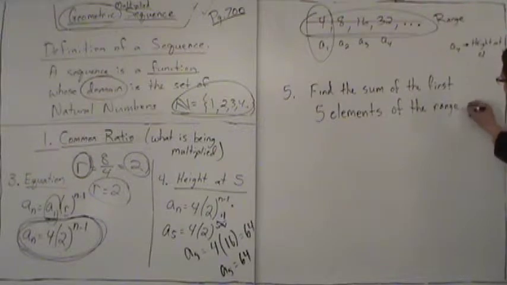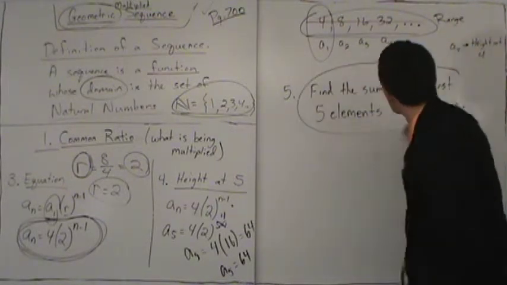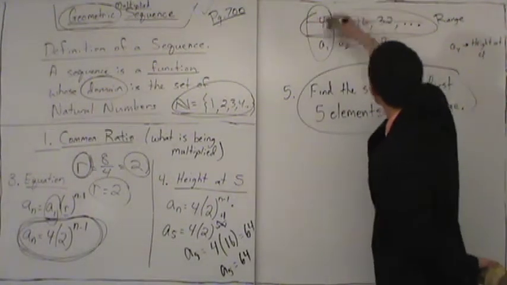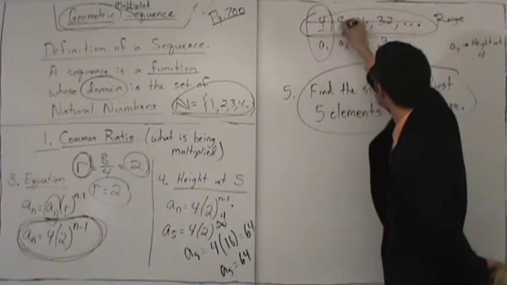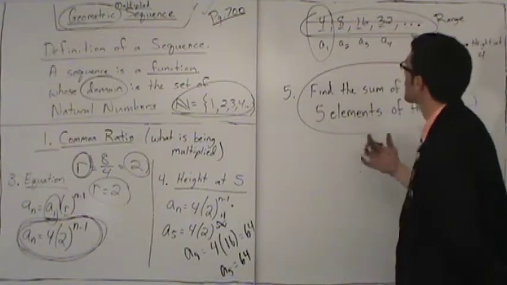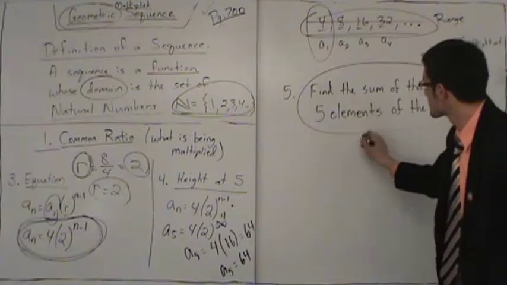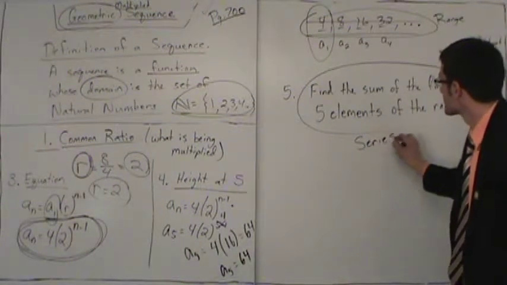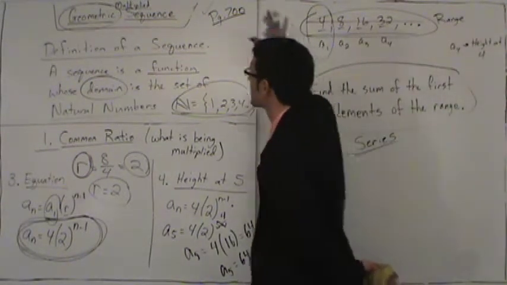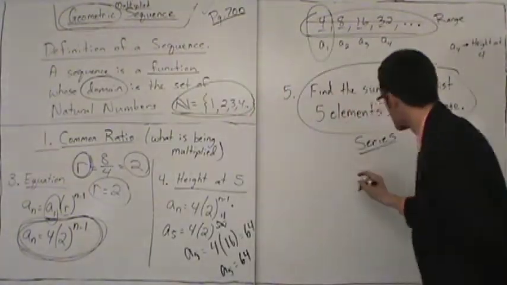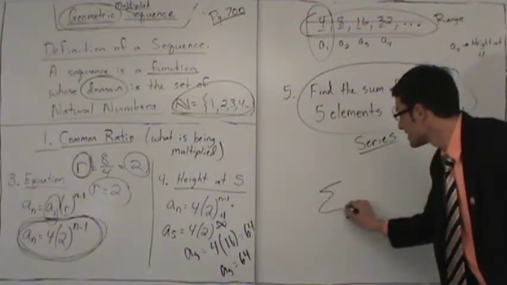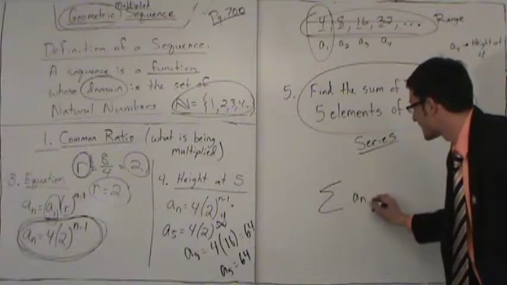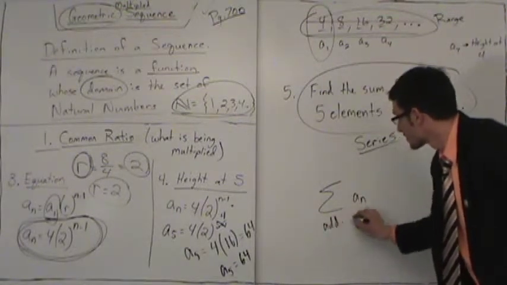Now, again, we call this adding. So basically, what are we doing? We are adding the range values together. So we're adding these range values 4, 8, 16, 32. And remember, this is called a series. Series is a separate topic from sequence. It's different. Remember, sigma means add, and we're adding the range.